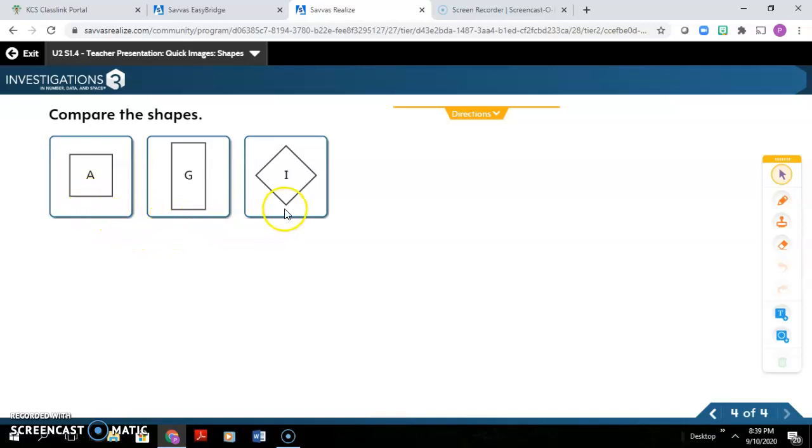A and I are what? Yes, they are squares, where G is a rectangle. That's correct. A and I have sides that are the same length, where G has 2 long sides and 2 short sides. Are they all 3 closed shapes? Yes, they're all closed.